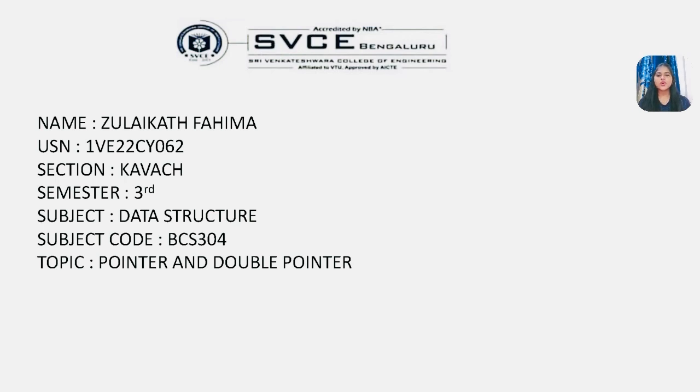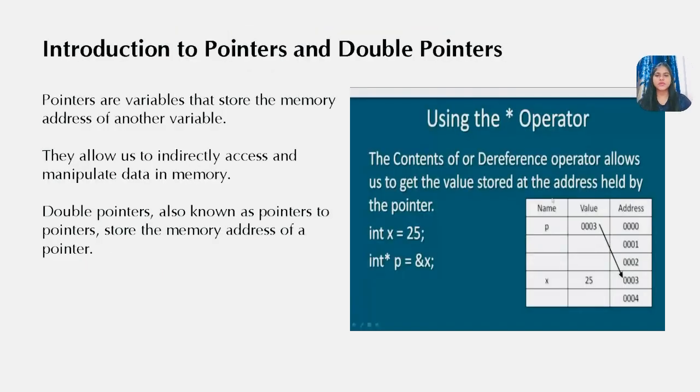I am here to talk about the topic pointer and double pointer in the subject data structure. So let's see the introduction to pointers and double pointers. Pointers are variables that store the memory address of another variable. Pointers allow us to indirectly access and manipulate data in memory. Double pointers are also known as pointers to pointer that store the memory address of the pointer.